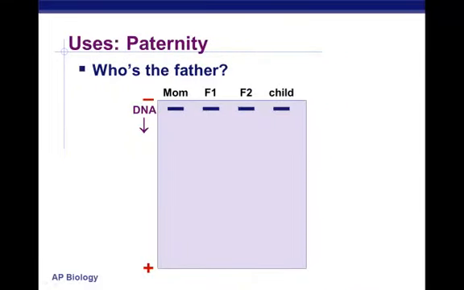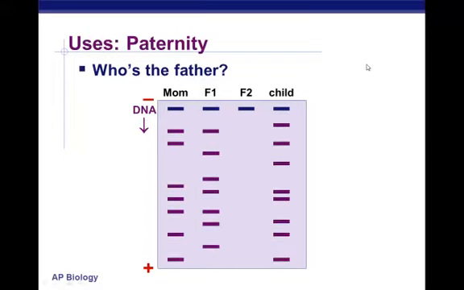Using DNA as a way to determine paternity, comparing parents and kids. If this is the mom, and here are the two possible dads, this is the child's DNA. If you have a child produced by parents, that child is going to have DNA sequences inherited half from mom and half from dad. So if you look at the banding from the child's lane, you can tell where those sequences came from.